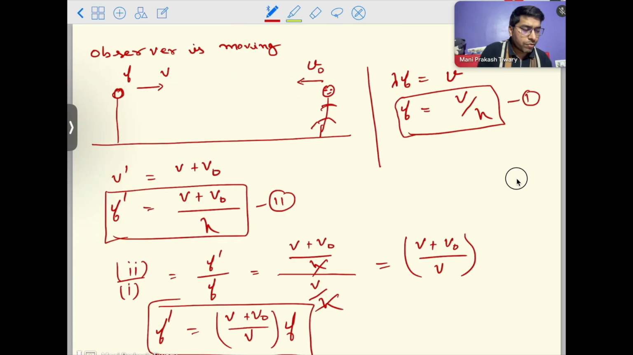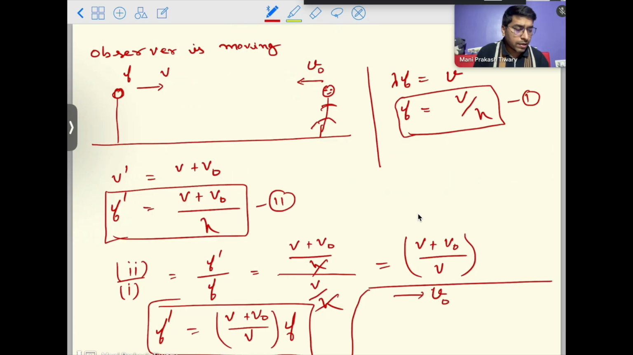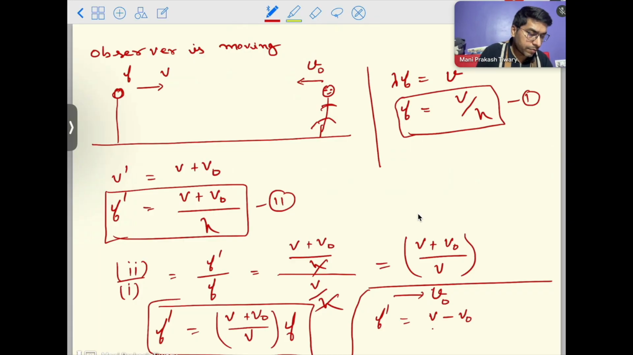No doubt. But now in the same case, suppose the observer is moving away from this source, in the opposite direction, right? Then what will be the frequency he will feel? If he moves away from the source, the apparent frequency will become F dash is equal to, now V naught will become minus V naught, right? So it will become V minus V naught divided by V into F, where F is the actual frequency of sound, V is the speed of sound, V naught is the speed of observer, right?